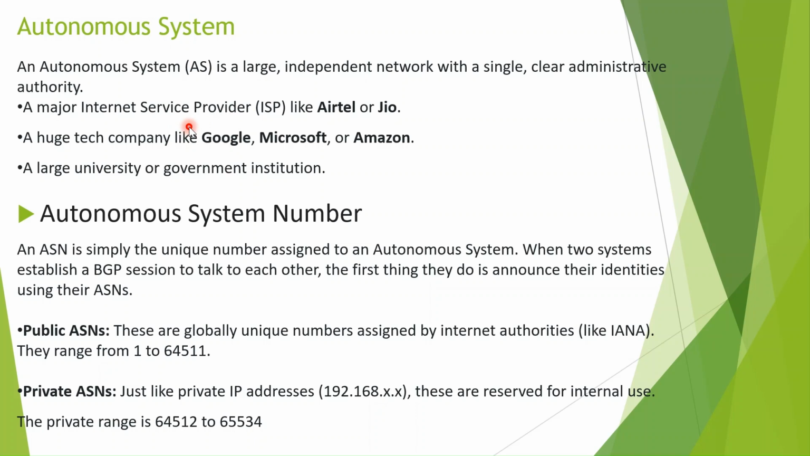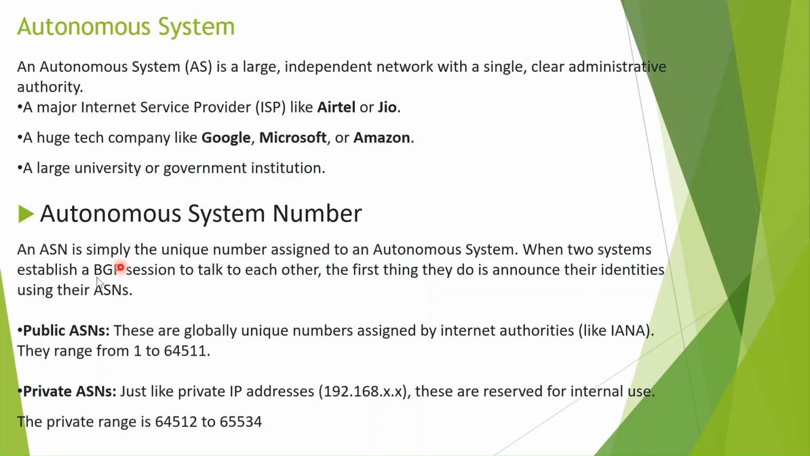So whenever a company creates an independent network, even banks have their autonomous system, there's an authority and they will provide them that autonomous system number also. After autonomous system, there's one more important term, autonomous system number. It will be widely used while using a cloud router also. So basically ASN is a simple unique number assigned to an autonomous system. They will assign a specific number to Airtel, Jio, Google, Microsoft, Amazon; each has its autonomous system number.